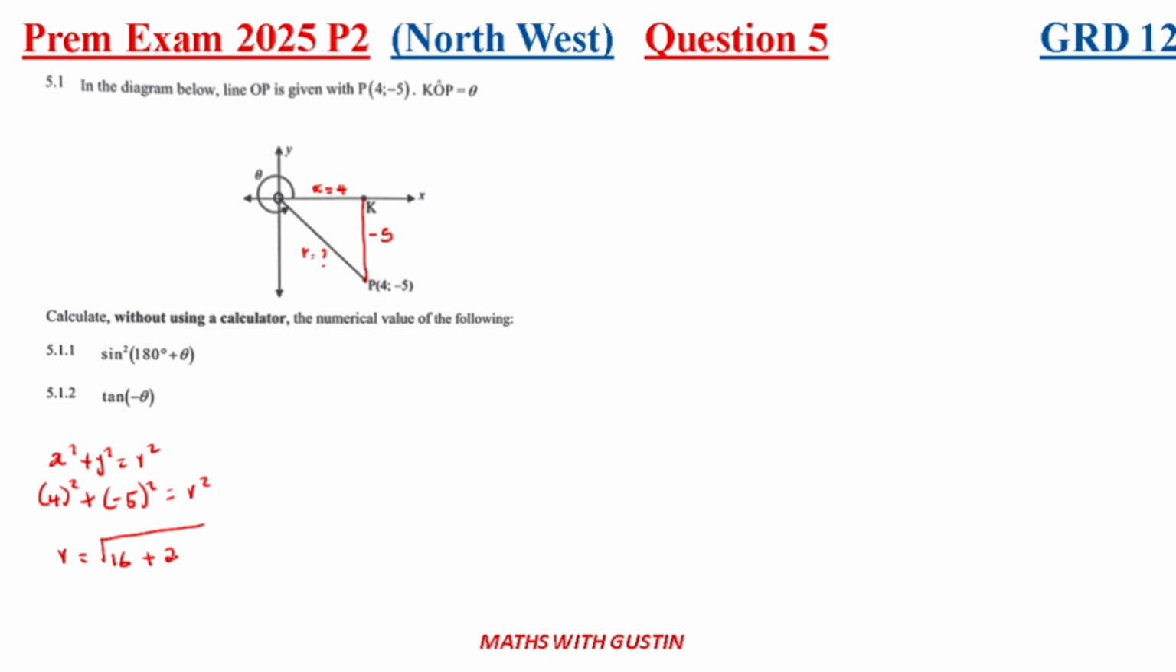16 plus 25. When you put this in our calculator, there you go, guys. So our r value will therefore be the square root of 41. Great. Now let's go ahead and answer 5.1.1.